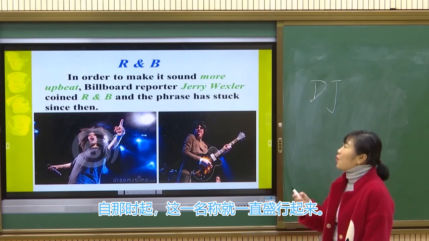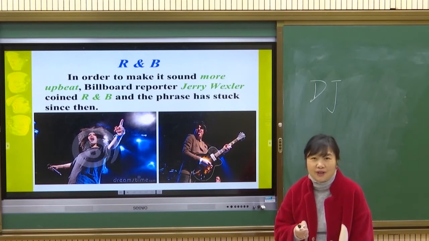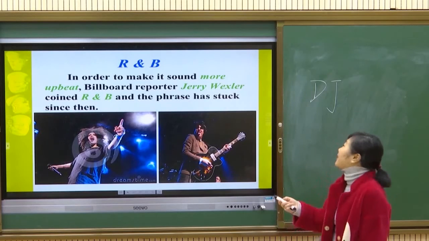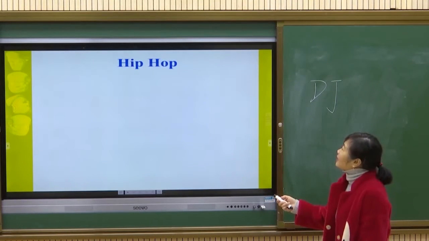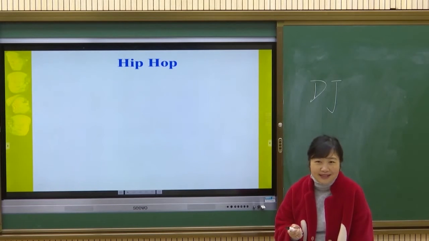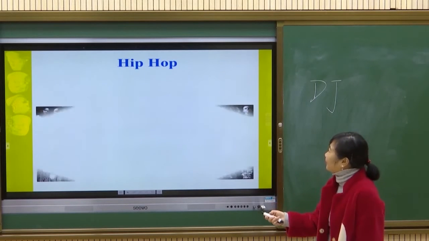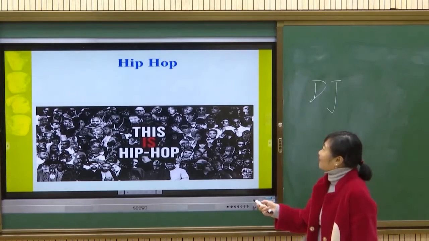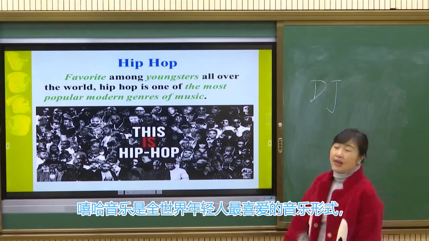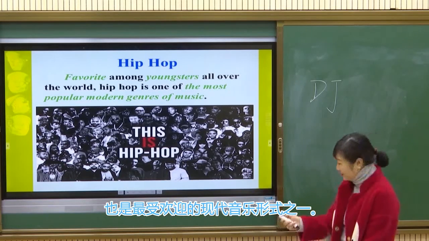And you know, when we are talking about R&B, who is the representative in China? Yes, that is Zhou Jielun, yes. Okay, and the last one is hip-hop. Okay, I think you guys like hip-hop, right? Yes, it's quite popular among you young guys, okay? Favorite among youngsters all over the world, hip-hop is one of the most popular modern genres of music.